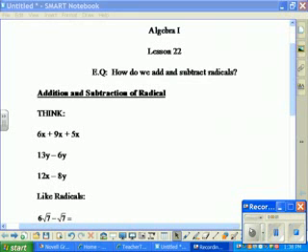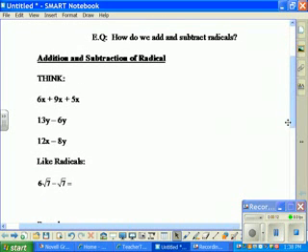Talking about how we add and subtract radicals. Last time we learned how to multiply and divide, and we've been simplifying, right? So we're going to take it one step forward, and we're going to go on to adding and subtracting. So first thing I want to look at is a couple of examples that just have to do with adding and subtracting variables, because this has a lot in common with it.